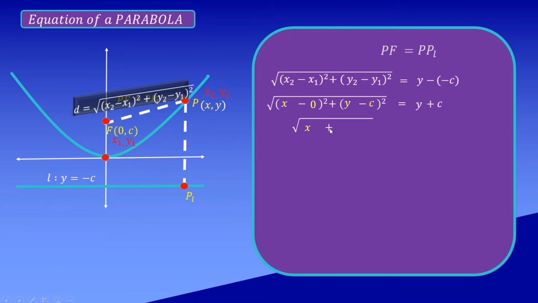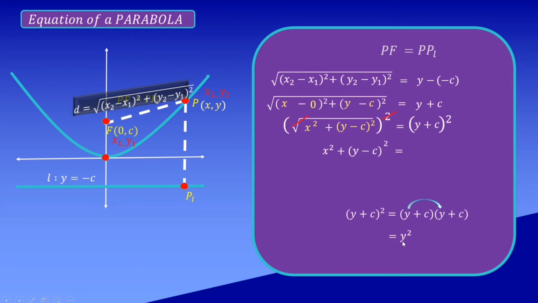Then simplify: x minus 0 is x squared, then copy the quantity y minus c squared, which is equal to y plus c. Then squaring both sides para matanggal natin yung square root, then maiwan yung radical, x squared plus a quantity y minus c squared. Then y plus c squared is equal to a quantity y plus c multiplied by y plus c because of the exponent of 2.